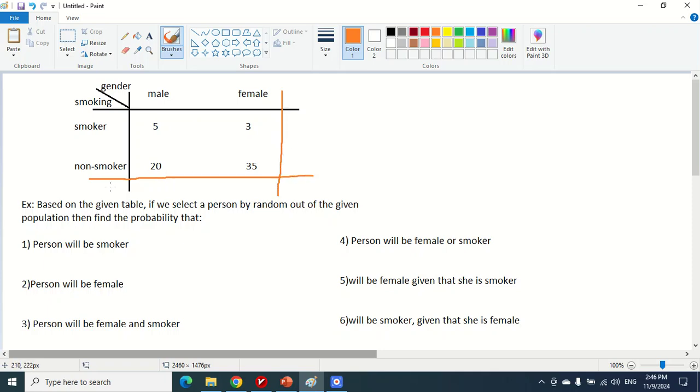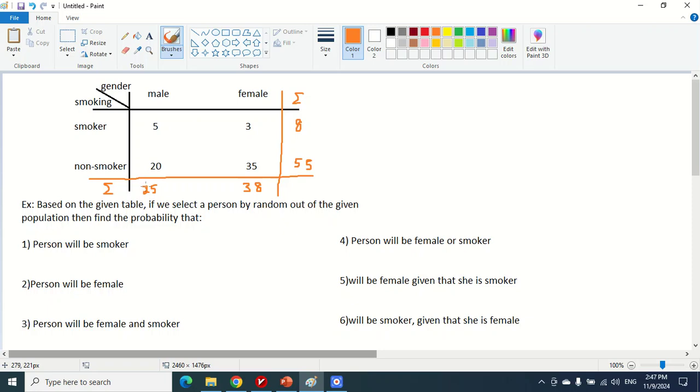For this reason, let me just extend this table and put the summation over here to add the cases. All smokers that we have is 5 plus 3, or 8 cases, and all non-smokers are 55 persons. For the case that we discuss their gender, we have 25 males over here, and also we have 38 females. In that study we have this population, and together I can find the addition of them.